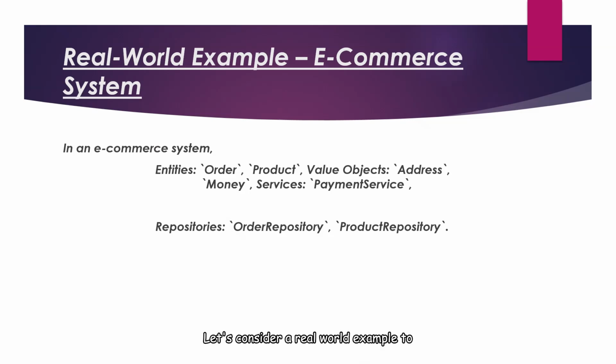Let's consider a real-world example to see how these concepts come together. Imagine we are designing an e-commerce system. In this system, we might have entities like order and product. These are entities because they have distinct identities that persist over time. We could also have value objects like address and money that are immutable and define essential attributes for our orders. We would have a payment service to handle the payment processing logic and repositories like order repository and product repository to handle persistence. By applying DDD principles, we can create a model that reflects the real business processes in the e-commerce domain, leading to a more maintainable and scalable system.